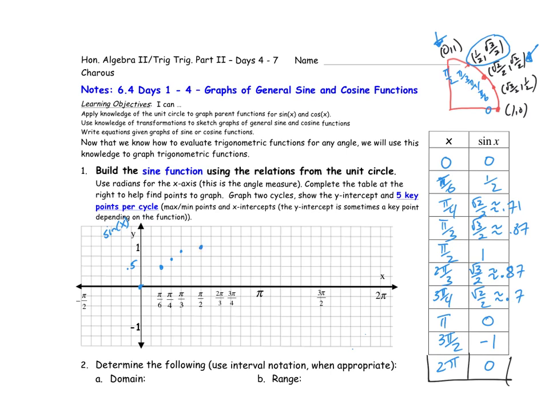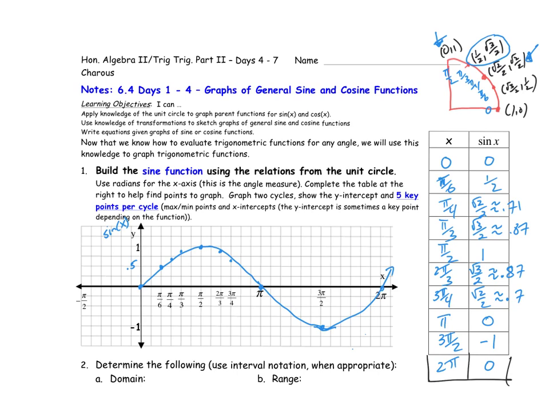2 pi over 3 is 0.87, so it's kind of midway between the third and fourth lines. 3 pi over 4 is 0.7, and pi is 0. 3 pi over 2 is -1, and 2 pi is 0. And then I'm going to connect these with a nice smooth curve. Make sure that you're not drawing pointy curves like an absolute value sort of shape, but nice rounded curves.